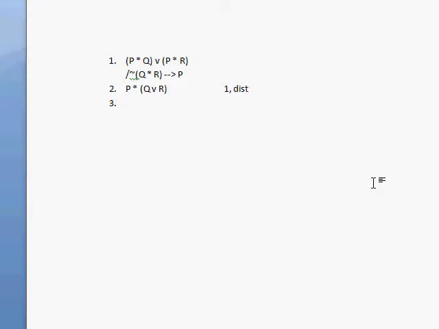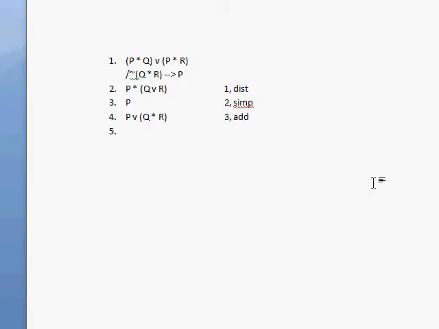So since I can't use Q or R, I'm going to use P. And I'm going to use P through 2 simplification. Now that I have P, I can add something onto it. So I get P or (Q and R) through 3 addition.